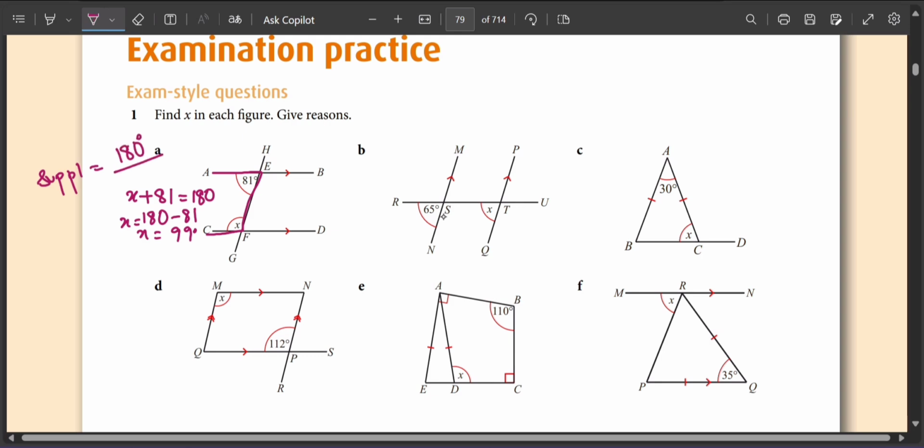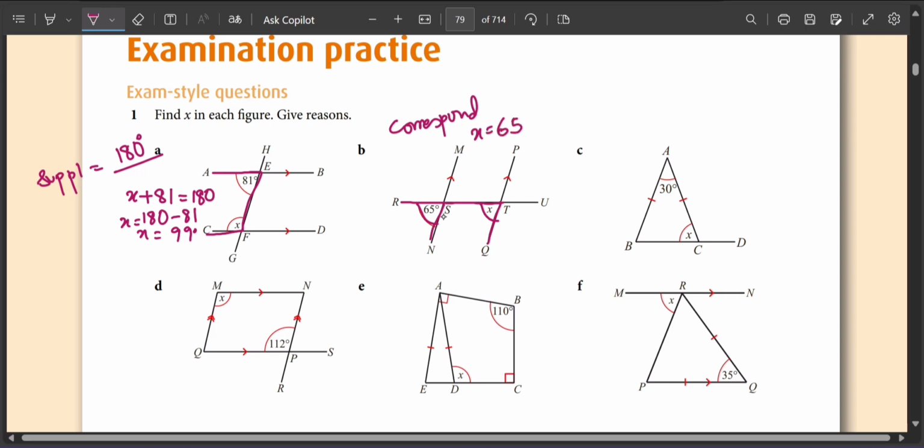For the B part, we have these parallel lines, and then we can see 65 degrees here and x here, and as they are on the same side and both are above one another, here we are having that F made, so that means it's a corresponding angle, and x is equal to 65 degrees.